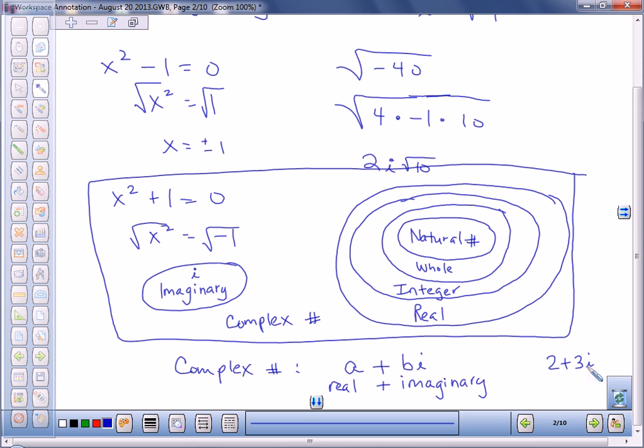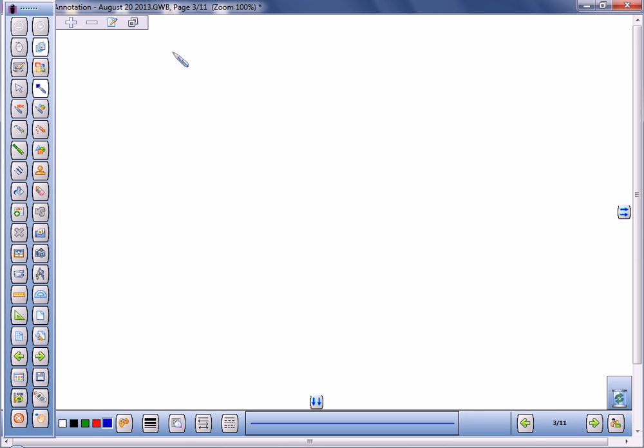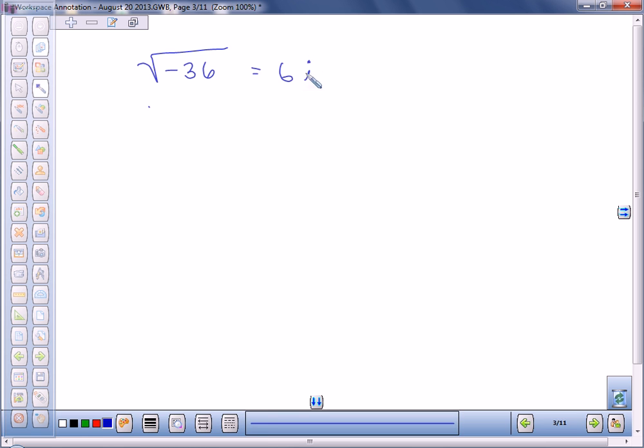All right, I want you guys to simplify a couple of these. Let's do like the square root of negative 36. What do you think that would simplify to? How could we rewrite the square root of negative 36? 6i. Okay. What about the square root of negative 20?